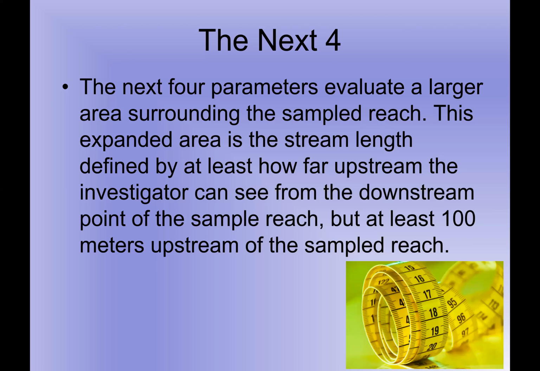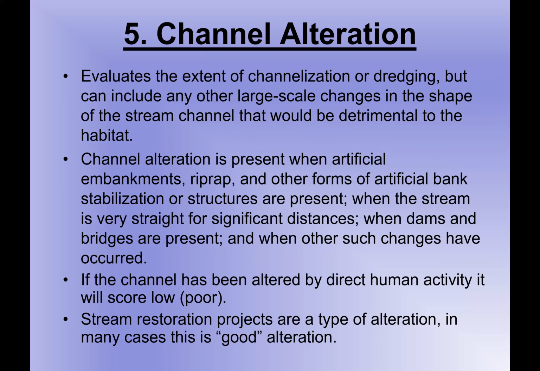So those are the first four parameters. Now we'll look at the next four. The next four parameters really evaluate a larger area surrounding the sampled reach. This expanded area is the stream length defined by at least how far upstream the investigator can see and how far downstream you can see as well. But you want to try to get at least like 100 meters upstream of the sampled reach. So you're looking upstream as far as you can on both ways.